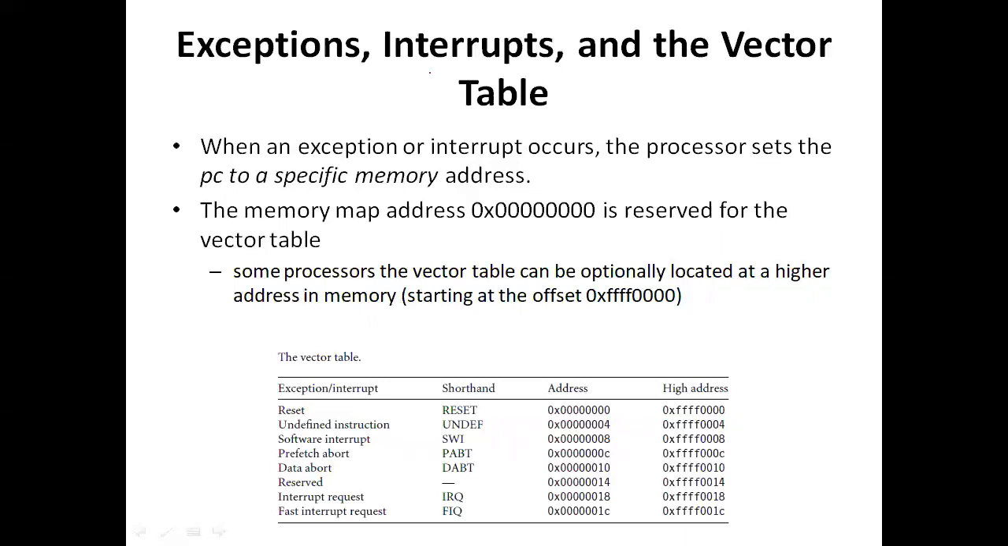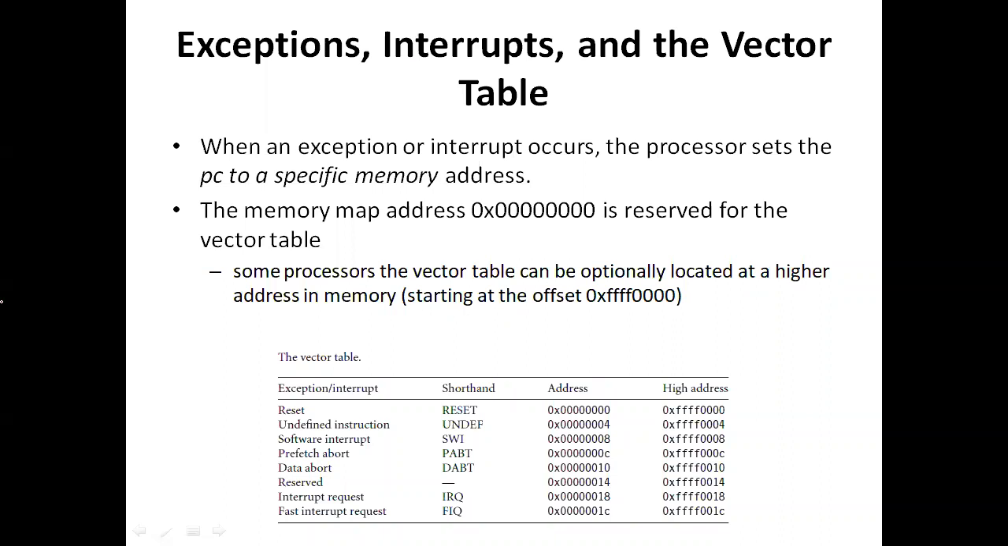When an exception or interrupt occurs, the processor sets the PC to a specific memory address. The memory map address 0x00 is reserved for the vector table. Some lower memory address space of the ARM processor is reserved for the interrupt vectors and exceptions. In some processors, the vector table can optionally be located at a higher address in memory, starting at the offset of 0xFFFF0000 address.